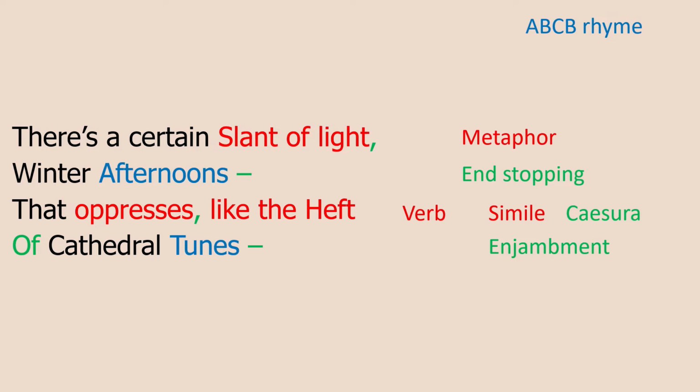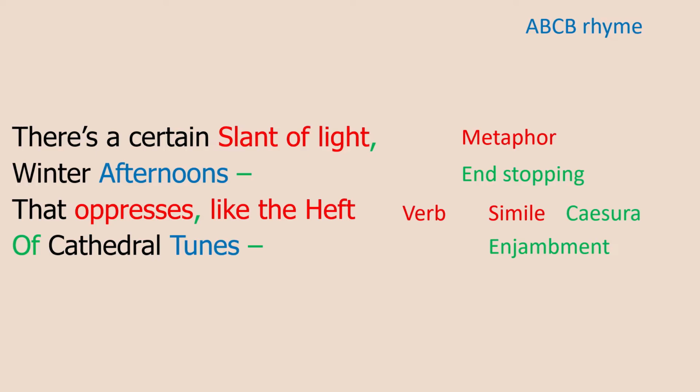Like the heft of cathedral tunes is a simile. Heft means weightiness, heaviness. So here Dickinson is comparing the thought of death to the heaviness of cathedral tunes. Now if you ever go to a cathedral, music tends to be played on organs, and a big organ in a cathedral can sound loud, overpowering, intimidating, overwhelming. And using the simile to compare the cathedral tunes, cathedral music, to this feeling of death shows how thinking about death is overwhelming, overpowering and intimidating to the persona of this poem.